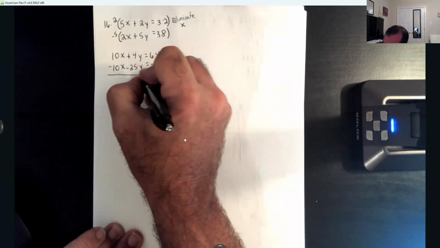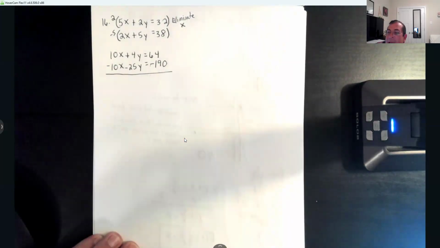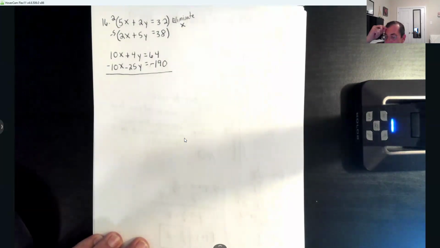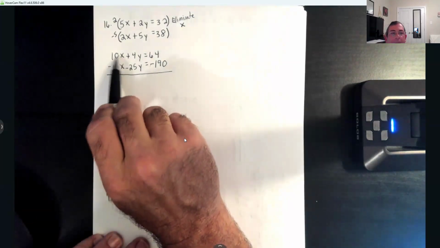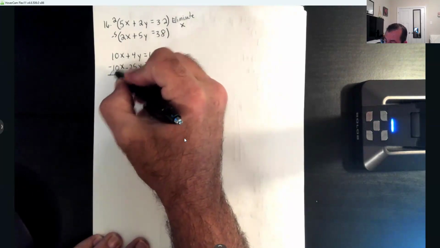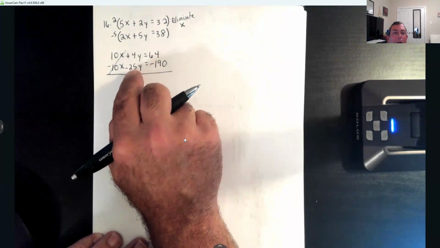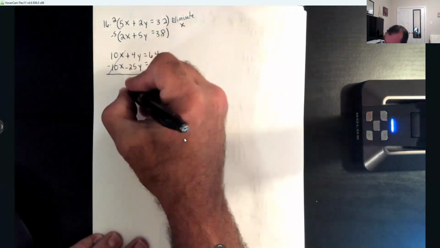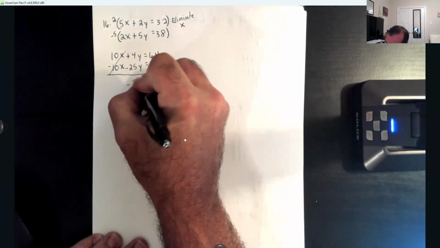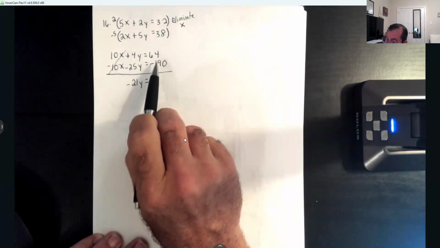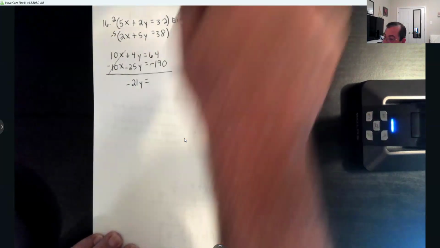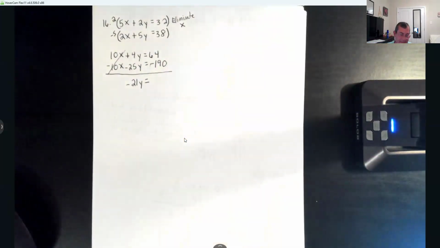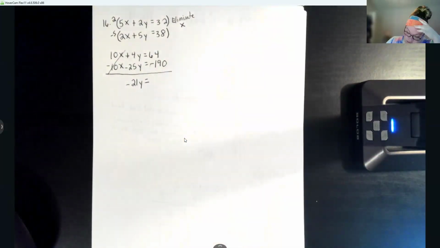And then draw me a line under that, because now I'm going to add these together and get rid of those x's. So y'all, 10x and -10x, those cancel. 4 and -25 gives you -21y. 64 and -190, well, let's see what that is. -126. Negative what? 126.